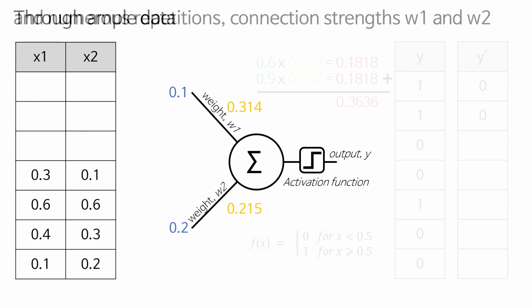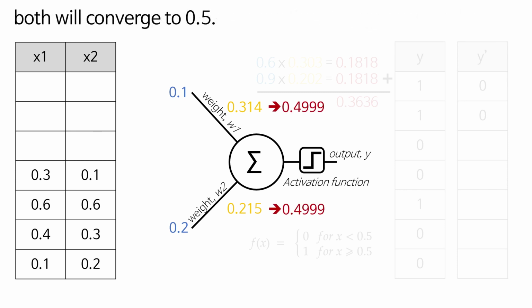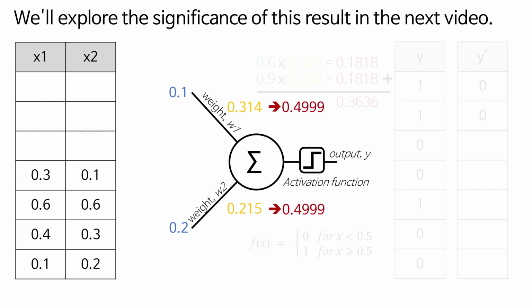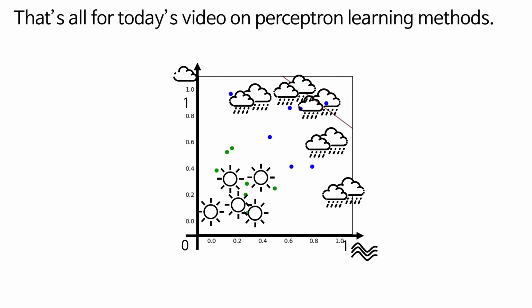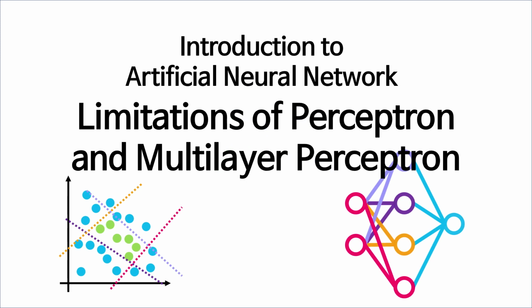Through ample data and numerous repetitions, connection strengths W1 and W2 both will converge to 0.5. We'll explore the significance of this result in the next video. Through such learning, the Perceptron will eventually become capable of predicting the weather with high accuracy. That's all for today's video on Perceptron learning methods. Next time, we'll learn about the limitations of perceptron and multi-layered neural networks.